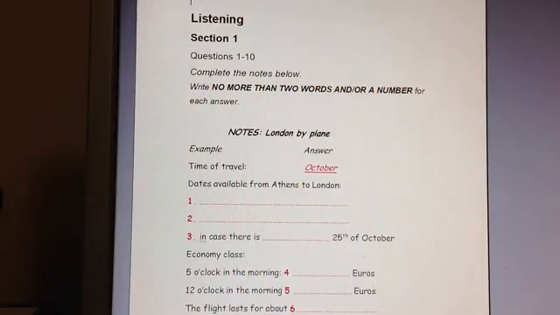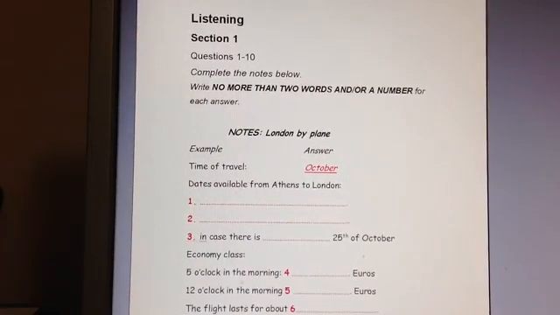Now here, for example, in questions 1 and 2, we know what we're going to write down. We're going to write down dates. It says dates available from Athens to London. So we expect to hear a month and a number. In question number 3, in case there is gap 25th of October, we probably need a noun here. In case there is availability, in case there is a space, we don't know, but we definitely don't expect a verb because the syntax would be wrong.